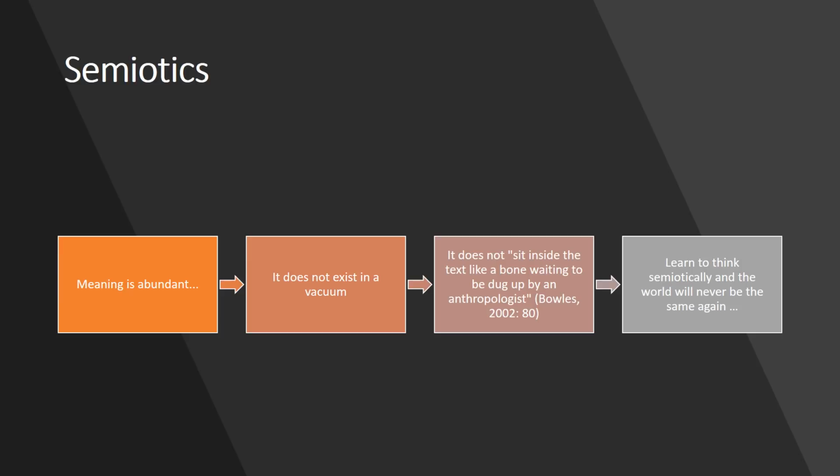Underpinning the idea of semiotic theory are these four points. The first one is that meaning is abundant. Meaning is all around us. The world is made up of signs. So once you become more familiar and more comfortable doing semiotic analysis, you will be able to understand the world as one great, big, enormous text, which can be read.